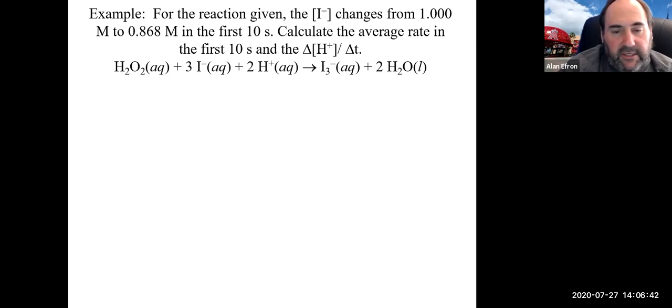So for this reaction, the change in I minus is from 1 molar to 0.868 in the first 10 seconds. Calculate the average rate for the first 10 seconds and the change in the concentration of H2 over the change in time. So again, I want you to take a few minutes here and actually do it. You should come up with some numbers and see what you end up with here.